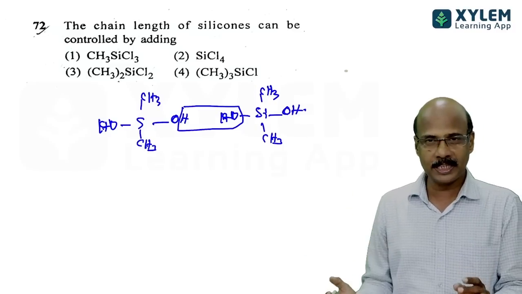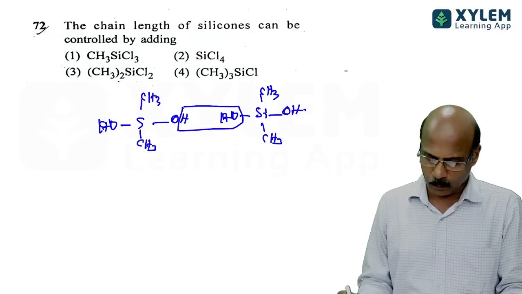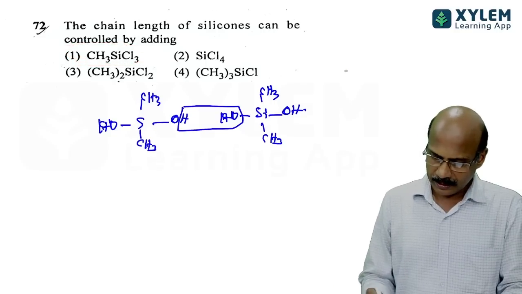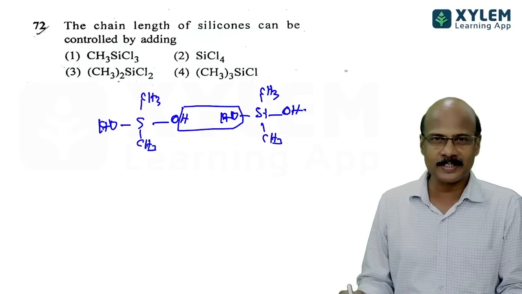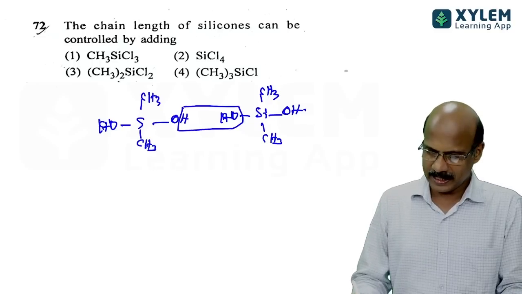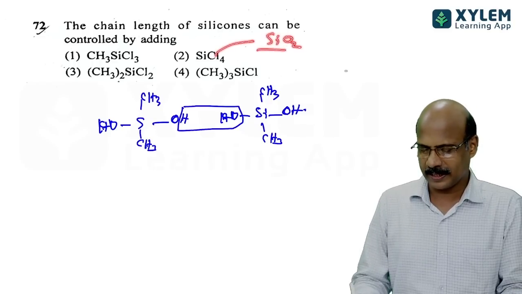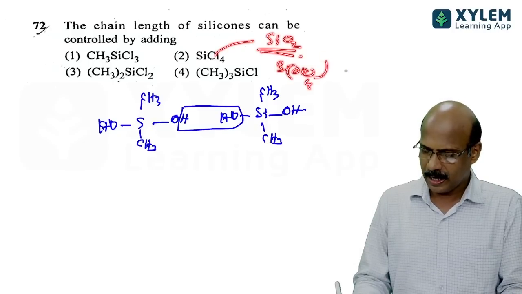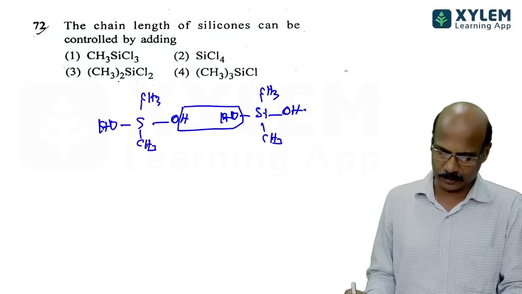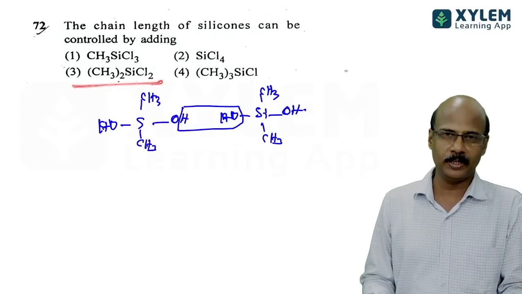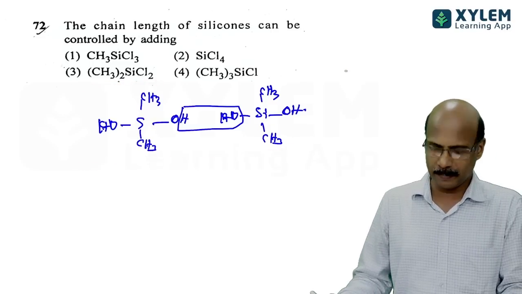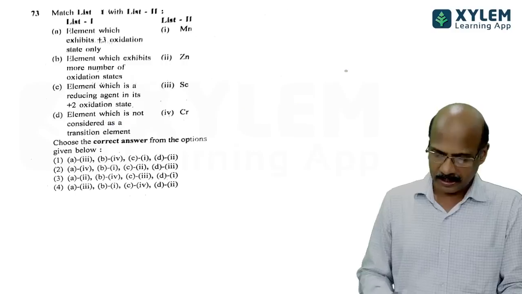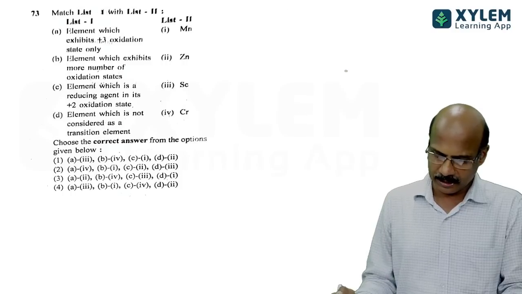So a branched chain can be obtained if there are 3 chlorine. So the first one will result in branching of the polymer. The second one will never result in polymerization. Instead, on hydrolysis you will get SiO2 because the initially obtained silicic acid will readily undergo decomposition to produce SiO2. Whereas the third one will give rise to a linear polymer, whereas the fourth one will undergo termination. Clear? Now let me go to question number 73.